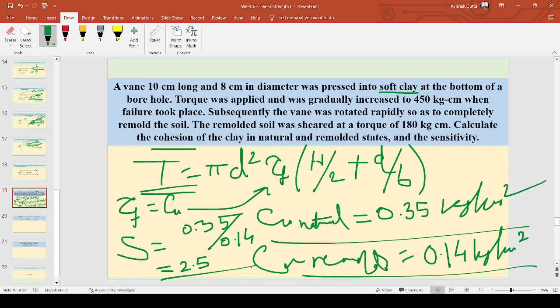This is the value of sensitivity of this soft clay sample when the following conditions appear after a vane shear test in the field. So this is the only formula that comes into play. I hope it was clear. I'll go to the next question.